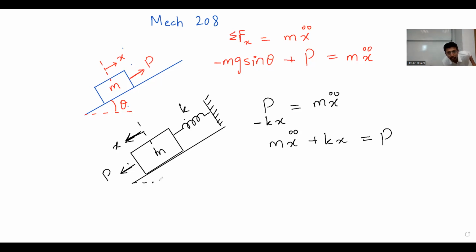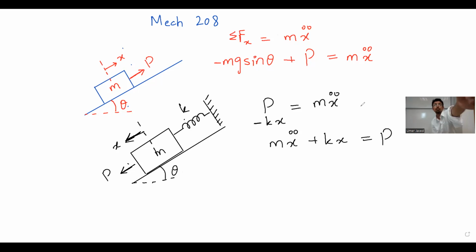So the reason I made this equation of motion is because I didn't want all of you to think, oh, mg sine theta can be ignored. Oh, come on, mg sine theta cannot be ignored. You cannot ignore mg sine theta.